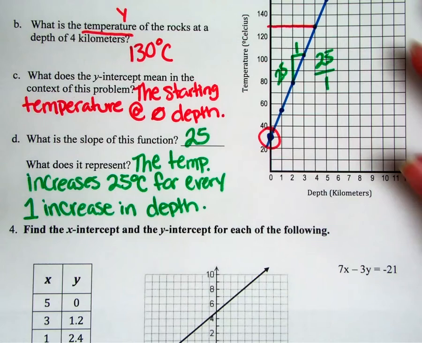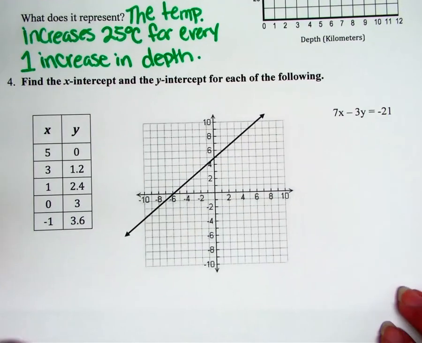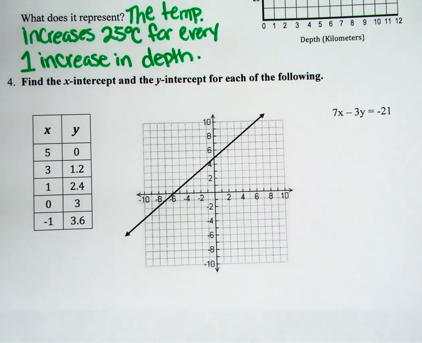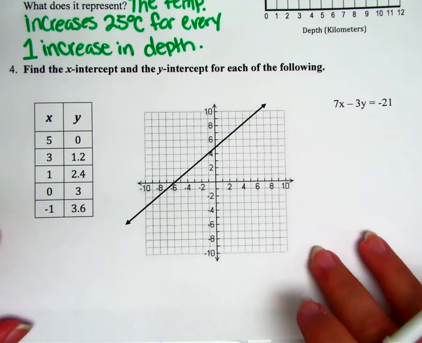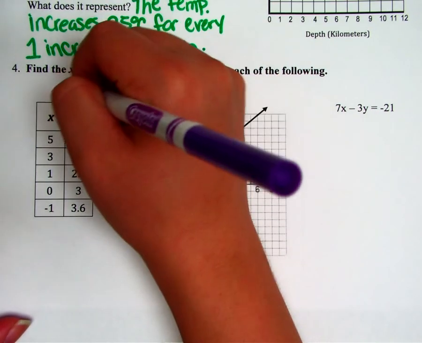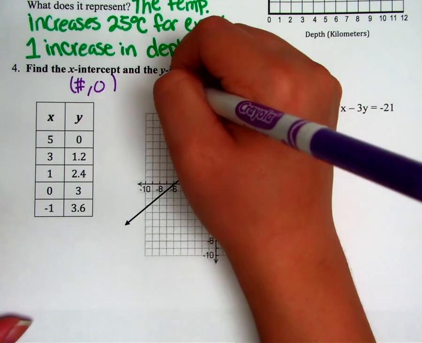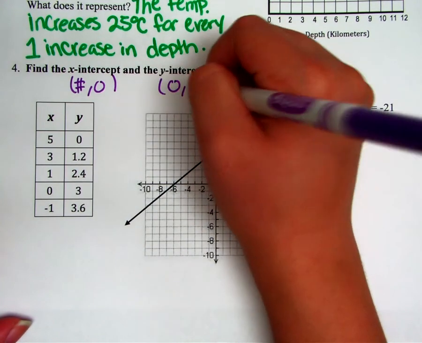Let's go ahead and move on to number 4. And this is where we start our intercepts. We have 3 problems for number 4. All you need to do is find your intercepts, the x and the y. Now remember, for your x-intercept, you have to have a 0 for your y, and for your y-intercept, you have a 0 for your x.